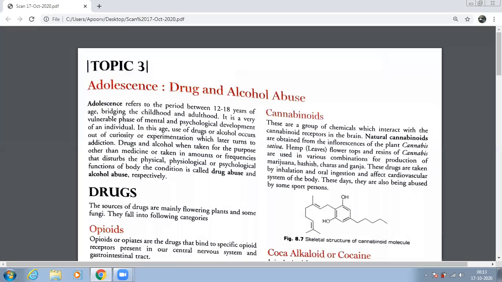So what are the two kinds of drugs that we have done? Opioids and cannabinoids.